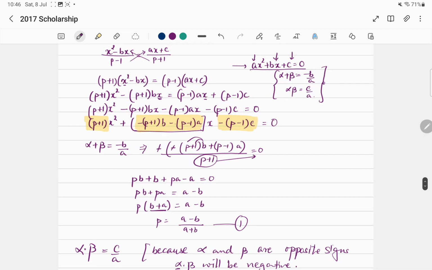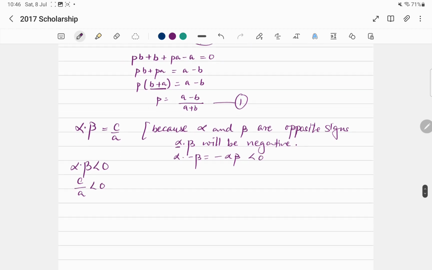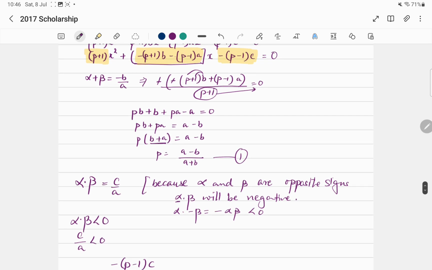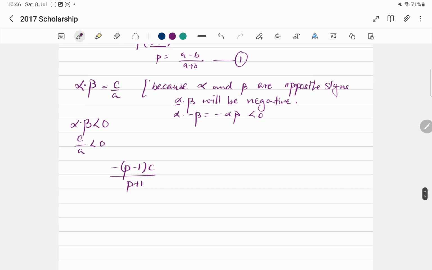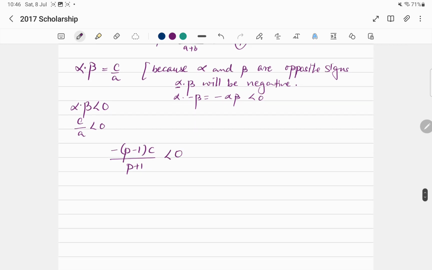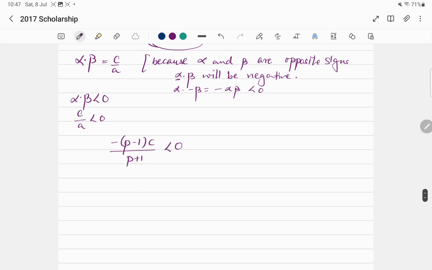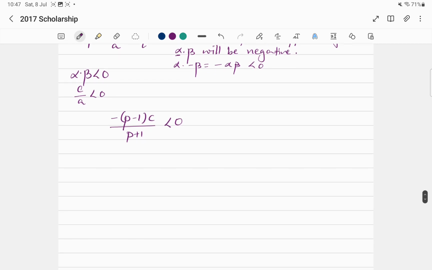right? And C is minus P minus 1, so it's minus P minus 1 over A, which is P plus 1. We know that A is P plus 1. All right, and this is less than 0. So now let's see what we can do. We have got the value of P as A minus B over A plus B. Let's substitute it there and then simplify, right?